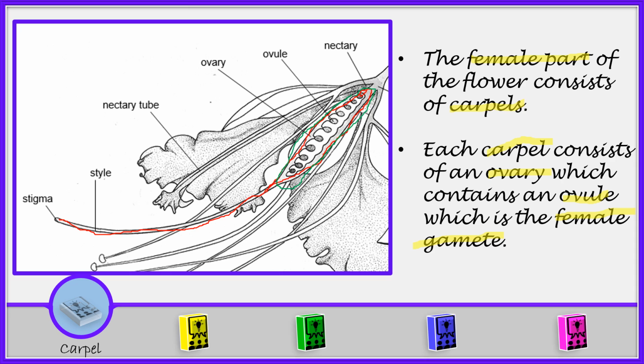And the ovary consists of the ovules. The ovules are these ones that we have. Those are ovules, those round structures that you are seeing. They are the ones that we call the female gametes. The ovules are found in the ovary, and we refer to them as the female gametes.